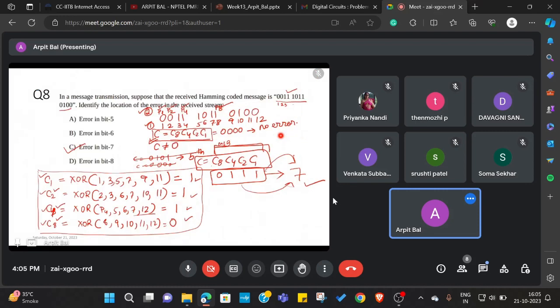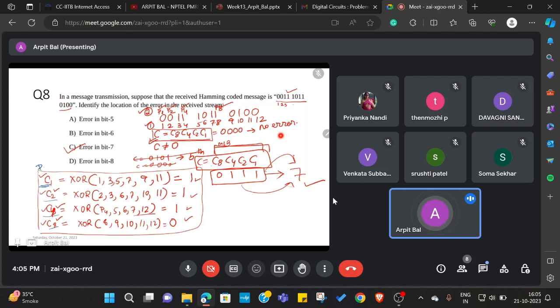The next thing was to identify the location of the error in the received stream. Whatever the received stream was, at the positions of the parity bits we add a set of bits which let us denote with the letter C. So you just take the parity bit locations, whatever is present there.